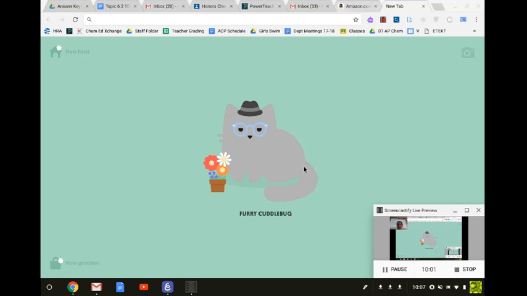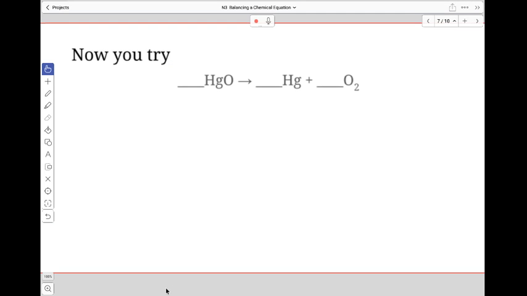Okay, so all right, in any case, the first thing I'm going to do, just like before, is we're going to count our atoms. So on this side, I'm going to identify that I have Hg on this side of the arrow, and I have Hg on this side of the arrow. I have O on this side of the arrow, and I have O on this side of the arrow. And the first thing I'm going to do is count the number of each of them.